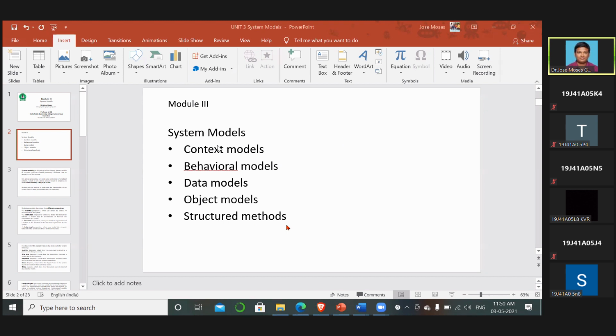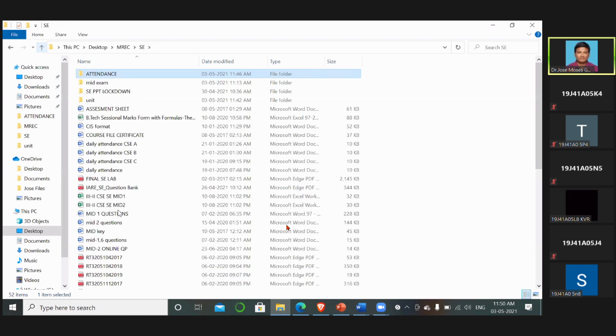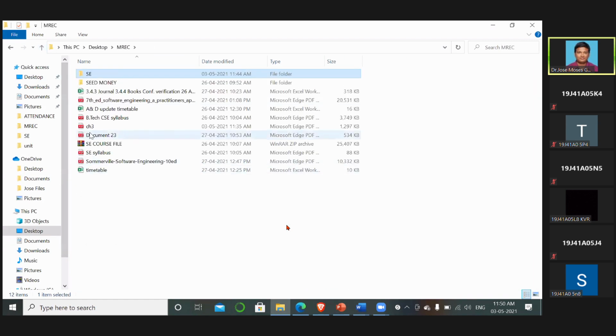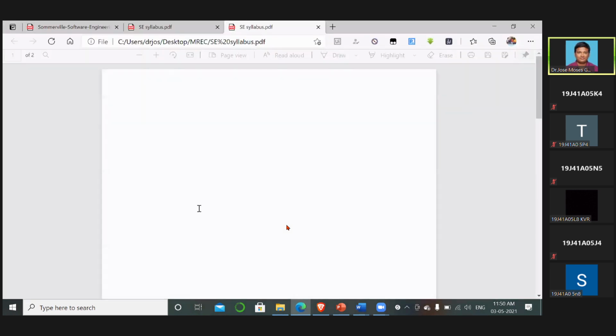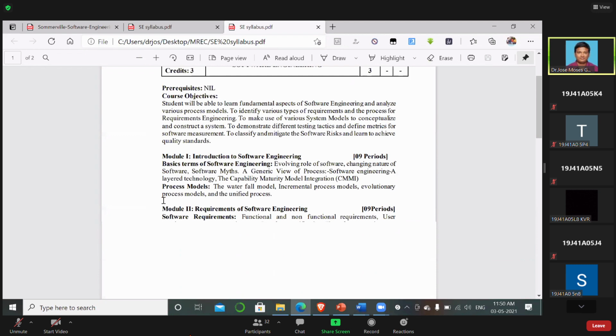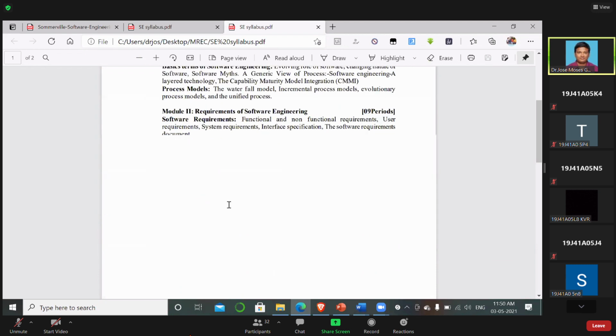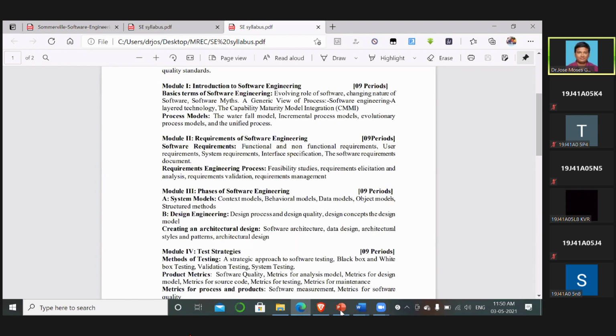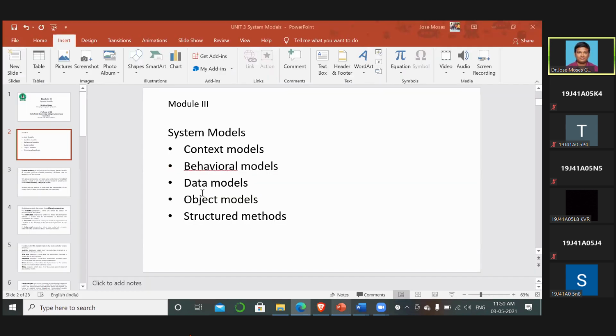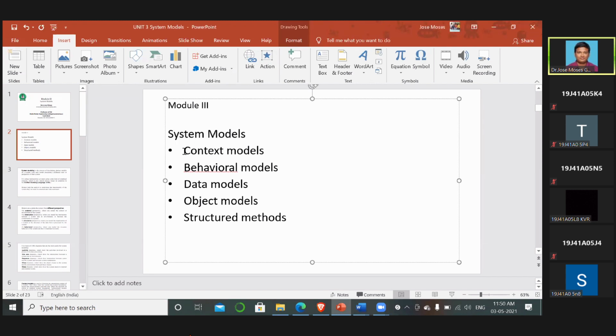So now let us discuss the session, the unit that you have for your mid-examination, that is with reference to unit 3, right? So in unit 3, we are going to discuss modeling techniques. What modeling is and what types of modeling techniques we have. In module 3, we are going to discuss system models. In that, we are going to discuss all these 5 types: context modeling, behavioral modeling, data modeling, object modeling, and structured modeling.